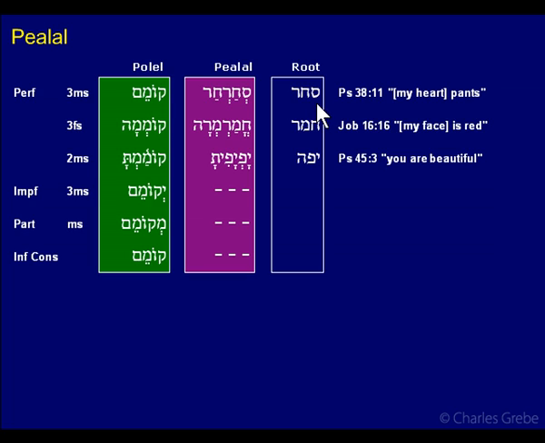And instead of duplicating first and third, which we saw in the previous module, now we are reduplicating second and third. Okay, so here we have samech, chet, reish. So here's our samech, the first one, and then we have chet, reish, chet, reish. Okay, so secharchar. Here we have chet, mem, reish. So here's our chet, the first one, and then mem, reish, mem, reish.